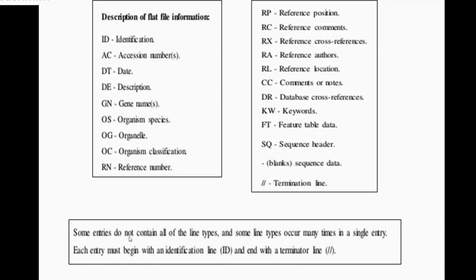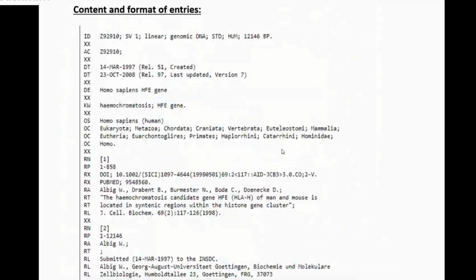Okay, some entries do not contain all the line types, and some line types may occur many times in a single entry. It is not necessary that all the line types must be present in a single entry. And some lines are repeated multiple times. For example, reference number, here the reference number occurs 2 times.